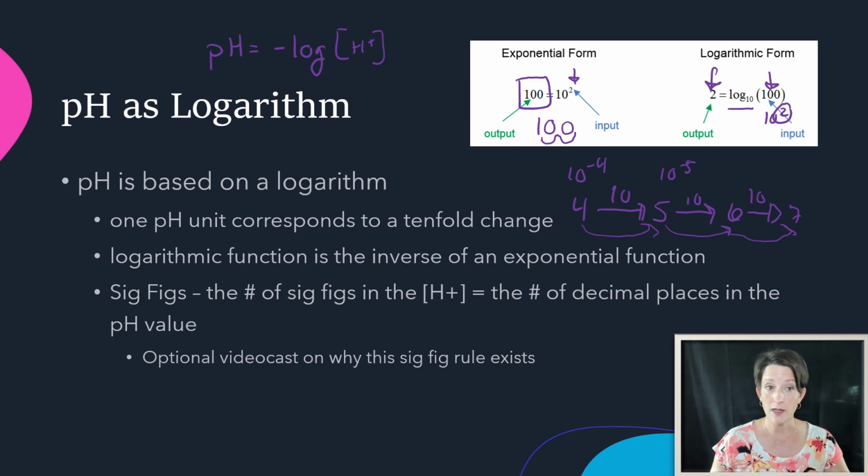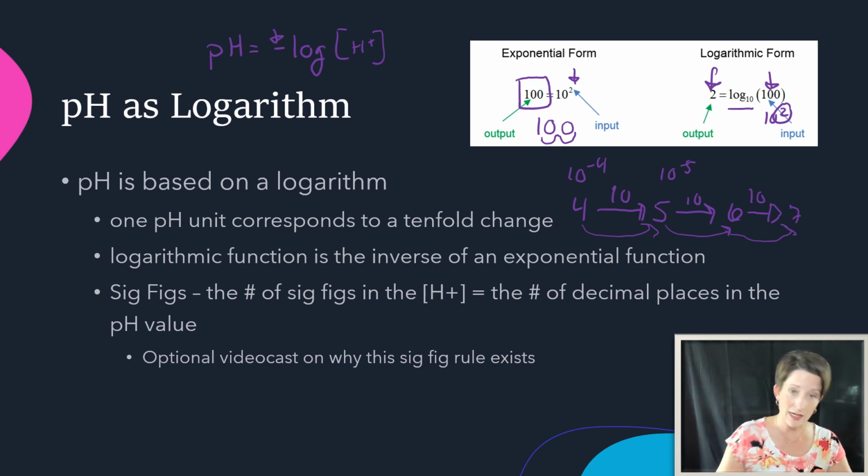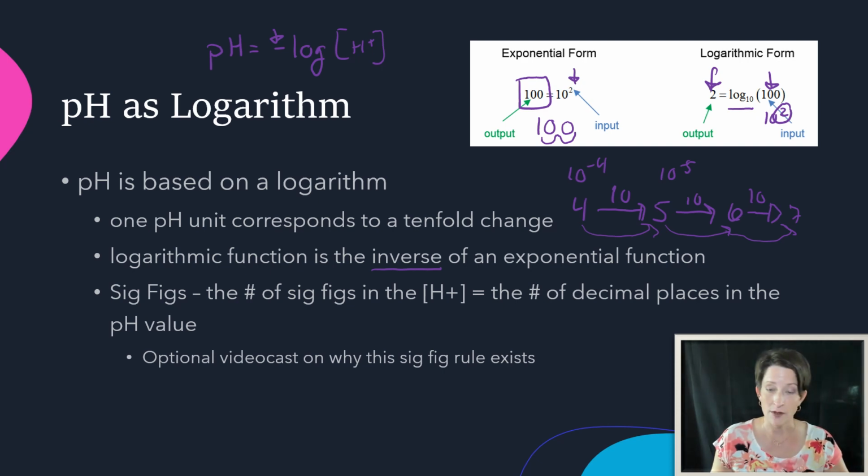Now, specifically with pH, because our exponents are negative, we have to take the negative log in order to create a positive number. So that is why, for us, it's the inverse of the exponential function. It's bringing that exponential function as a positive value down into a real number.